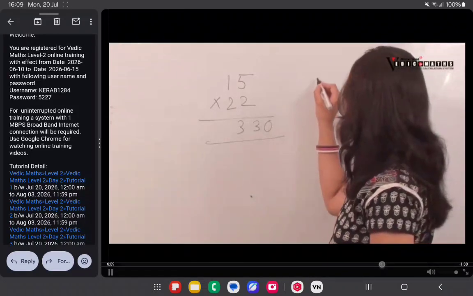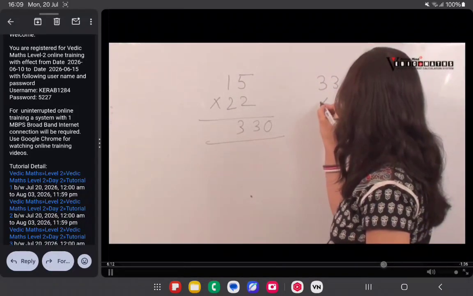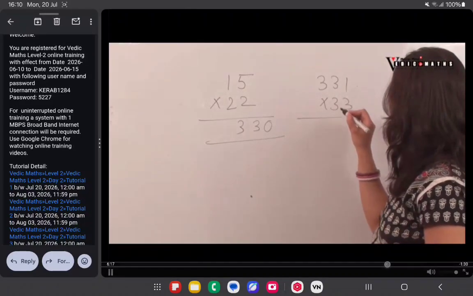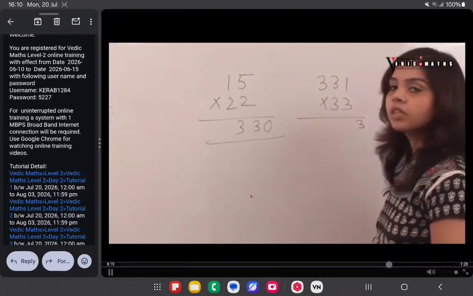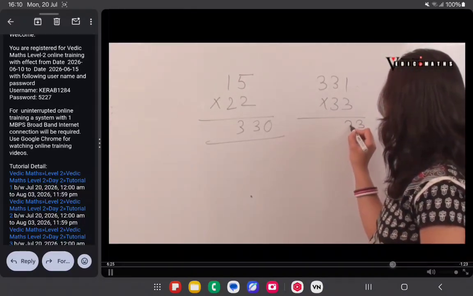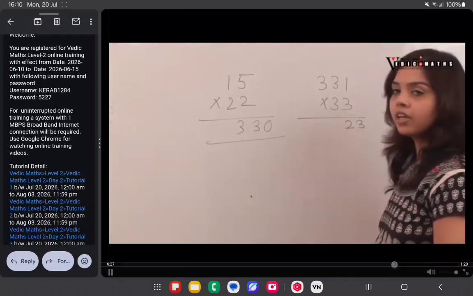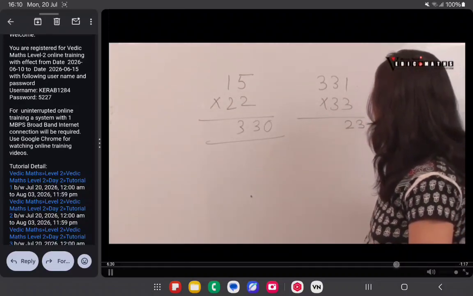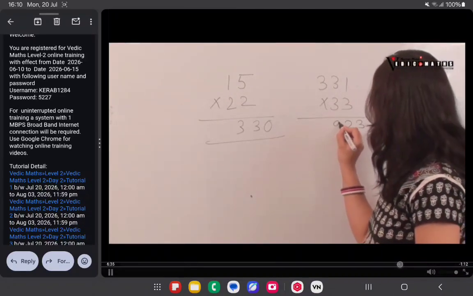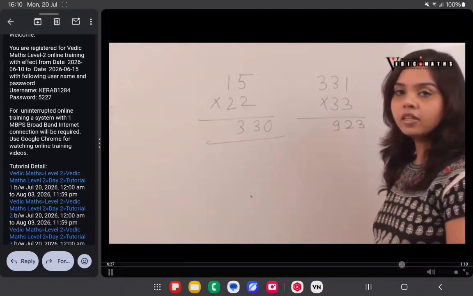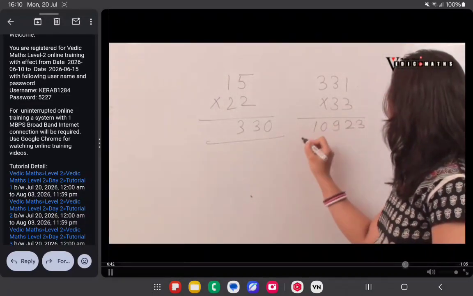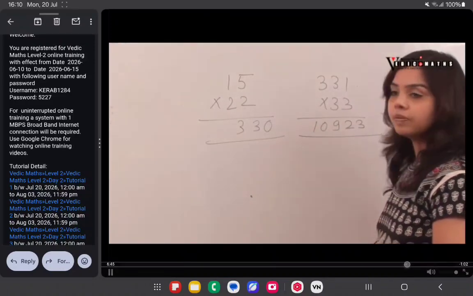Let's take another sum. 331 into 33. Our process is 3 into 1 is 3. Then 1 plus 3 is 4 into 3 is 12. That means 2 will be here and 1 will be carried forward. Then 3 plus 3 is 6. 6 3s are 18 plus 1 is 19. That means 9 will be here and 1 will be carried forward. Then 3 3s are 9 plus 1 is 10. That means our answer is 10923.